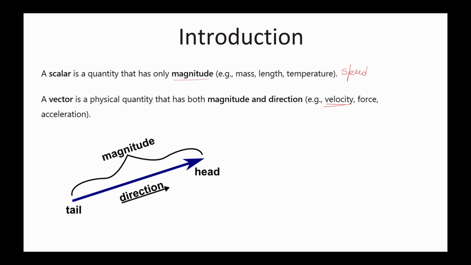Speed does not involve any direction in it. It is just a number, the amount. It represents the distance that any object travels in certain period of time. However, velocity, it also represents the distance traveled in certain period of time. However, it also represents the direction in which it is traveling. So that is why it is a vector quantity.